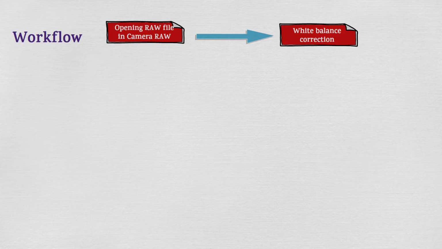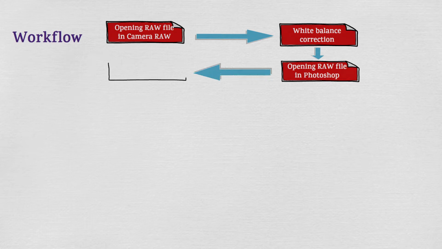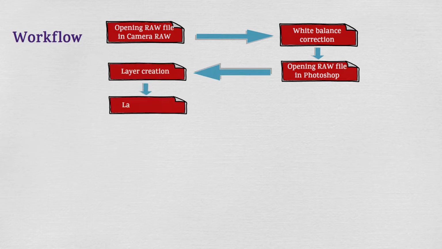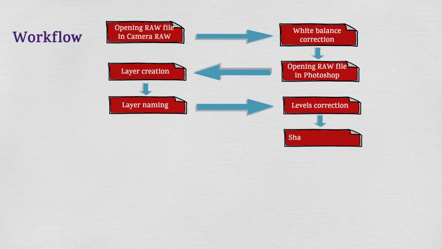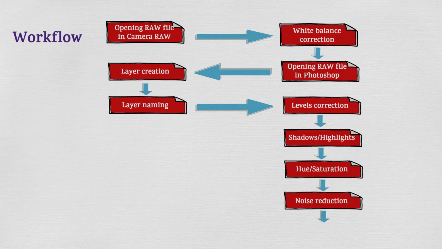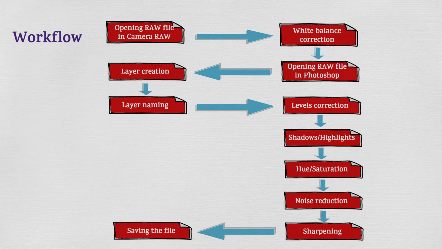So we'll start with a basic workflow where you open your file. I am assuming it's a raw file. It can be a JPEG file also, but assuming that's a raw file, opening a raw file in Camera Raw, correcting the white balance, then opening the raw file in Photoshop. Then we'll get into something called layer creation and layer naming. Then get into the various features we discussed in previous videos like levels correction, shadow and highlights, hue and saturation, noise reduction, sharpening, and then how we save the file. So let's start with the workflow.